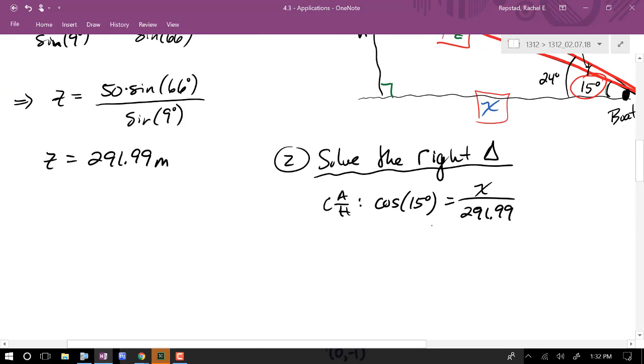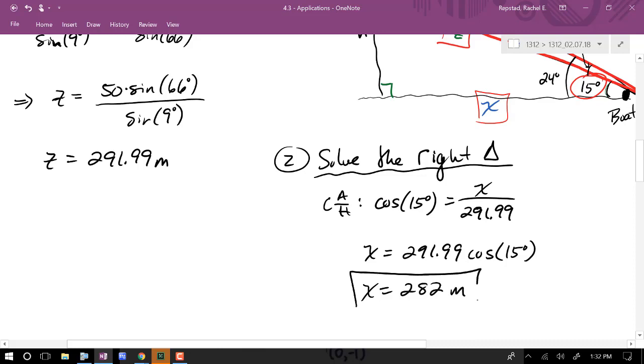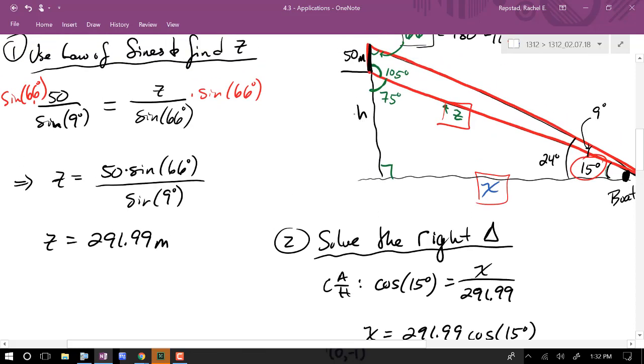So we multiply both sides by 291.99, and we get that x is cosine of 15 times 291.99. Did anybody do this out? 282, and this would be meters. So this is the answer to part A. And for the answer to part B, we want the height. We just use SOHCAHTOA again, but this time which function do we want to use? Yeah, sine.